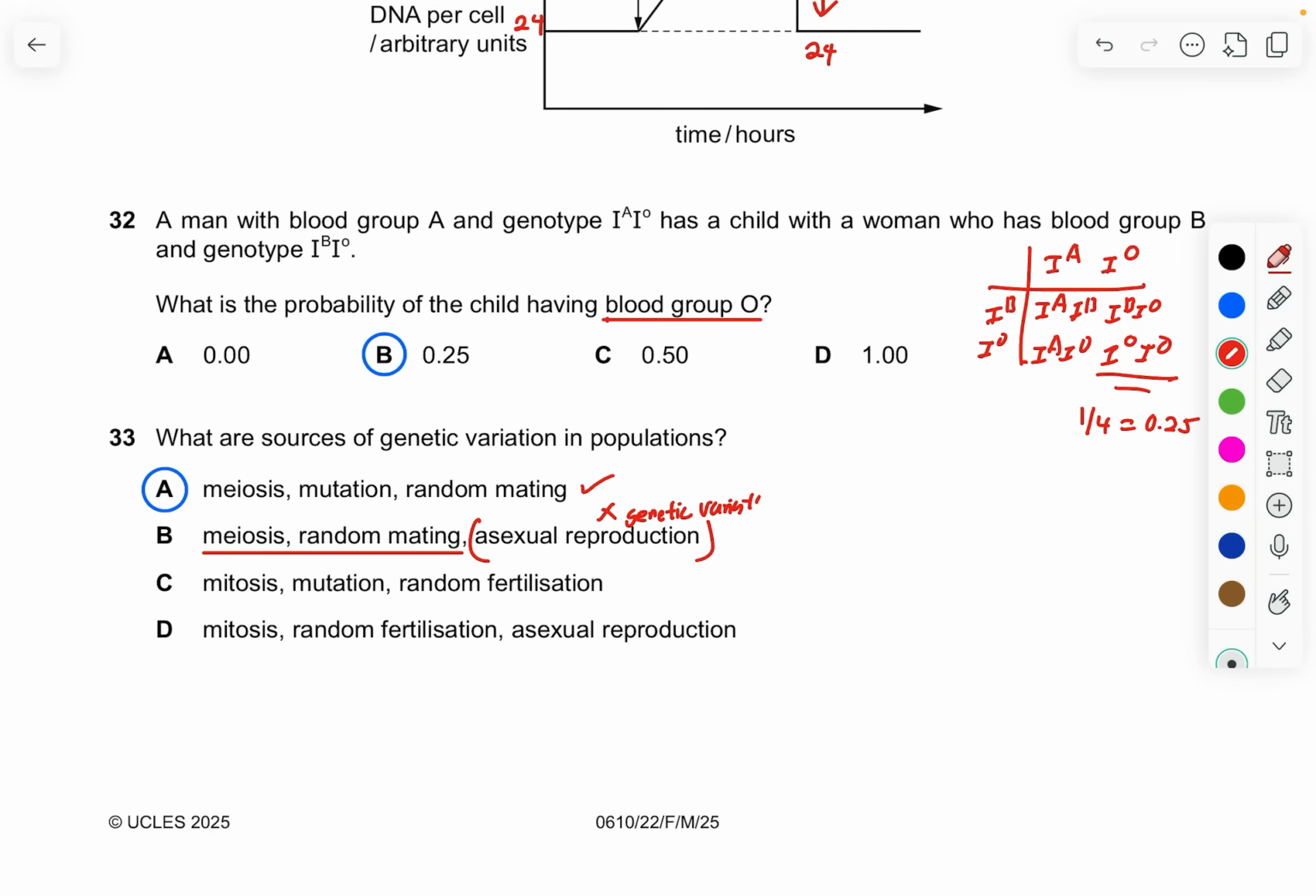What about C? Mitosis, mutation, random fertilization? This is correct, but mitosis will produce the same parent cell, nothing different. Mitosis, again, this is also wrong. Random fertilization, asexual reproduction is also incorrect. They won't produce genetic variation.